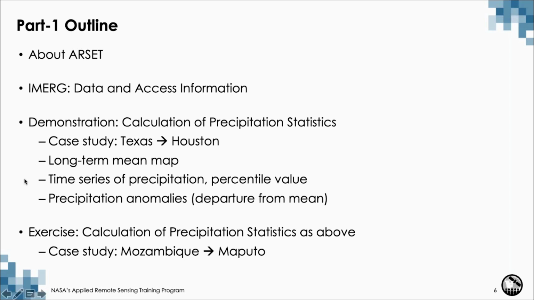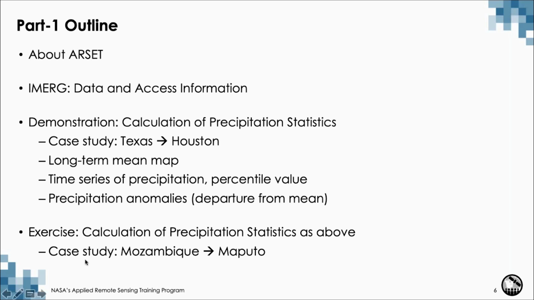So what we're going to do is look at a long-term mean precipitation map. We will have time series of precipitation and percentile value of precipitation, based on which you can see how heavy it is compared to the mean. And then we will also calculate precipitation anomalies, which is the departure from mean precipitation. So is it drier than normal or wetter than normal?